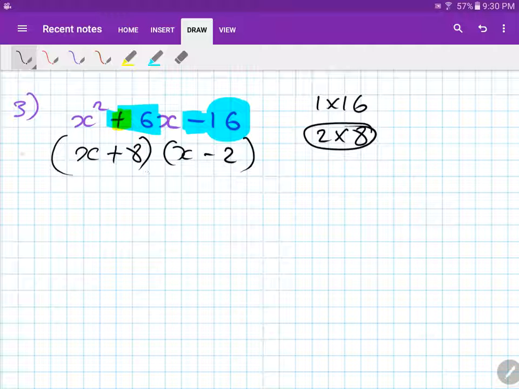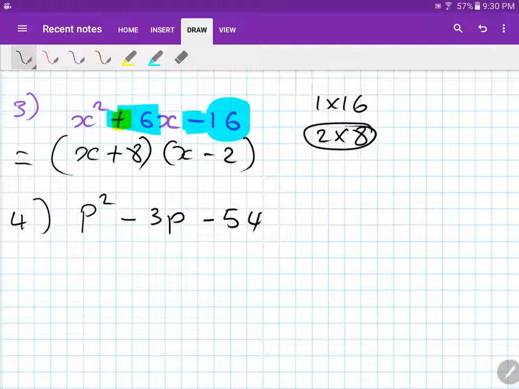If you expand it out, it should give me the same answer. Right, number 4. p squared minus 3p minus 54. So you look at this side here, it's negative, so I just put p plus, p minus.